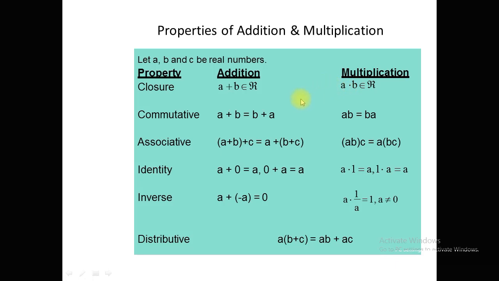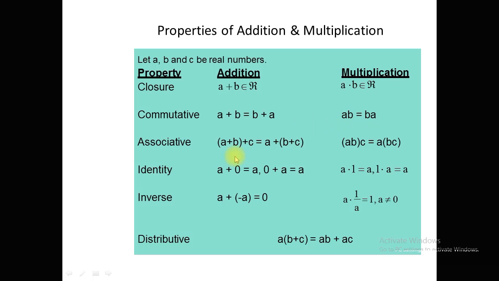Similarly, the set of real numbers has the commutative property with respect to addition. Commutative property with respect to addition means A plus B is equal to B plus A. For example, we have two real numbers 4 and 5. Then 4 plus 5 is equal to 5 plus 4. So the set of real numbers has the commutative property with respect to addition. Similarly, the set of real numbers has the commutative property with respect to multiplication. For example, 4 multiplied by 5 is 20, and 5 multiplied by 4 is also equal to 20. So real numbers have the commutative property with respect to multiplication.